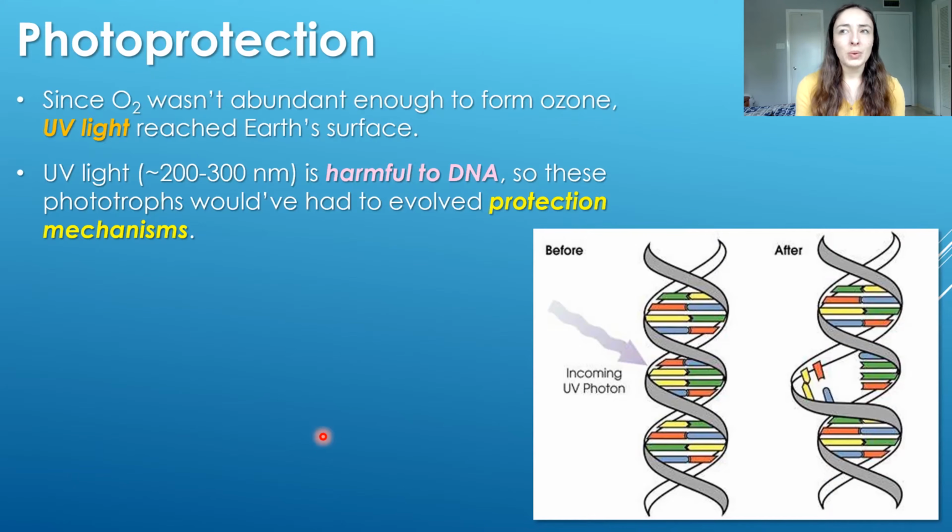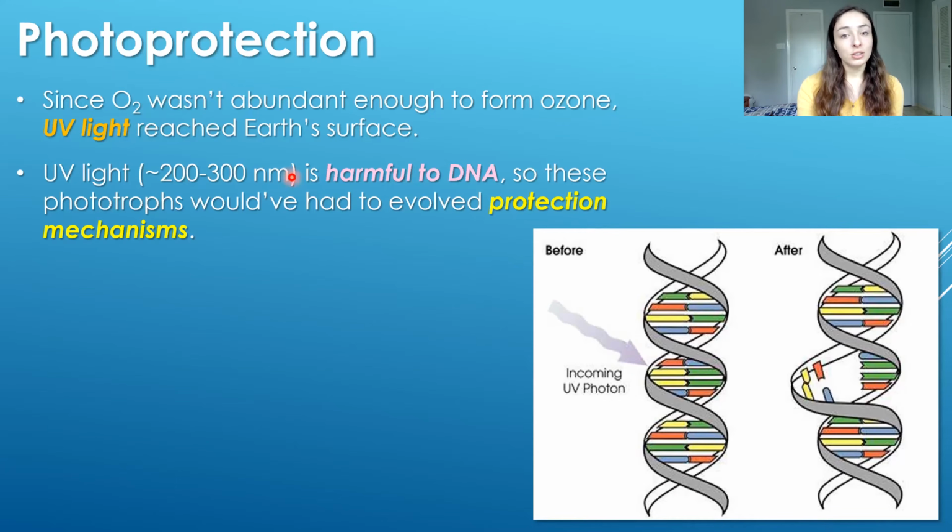I talk more about when Earth was oxygenated in my Great Oxidation Event video and my Neoproterozoic Oxidation Event video, but basically there weren't oxygenic phototrophs to make oxygen with their photosynthesis yet. And so because that's the major source of oxygen on Earth, oxygen hadn't really become that abundant yet. So because it wasn't abundant enough to make ozone, UV light could get through the atmosphere instead of being stopped by ozone like it is today.